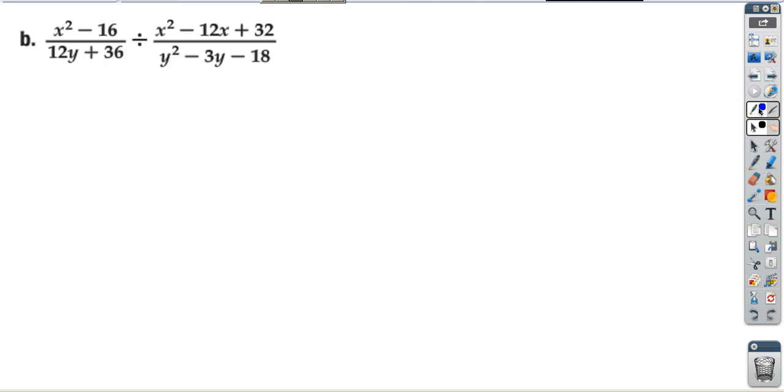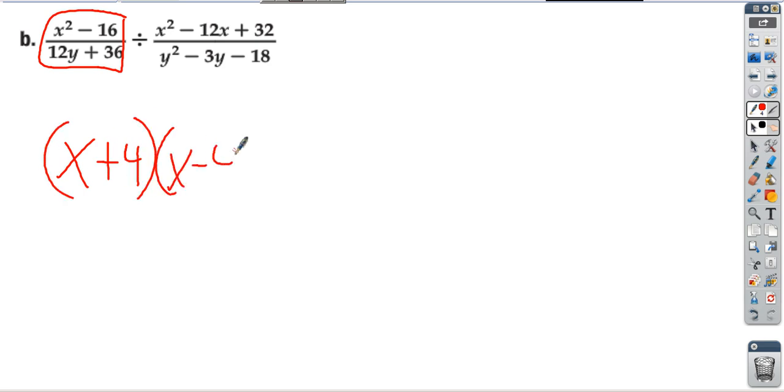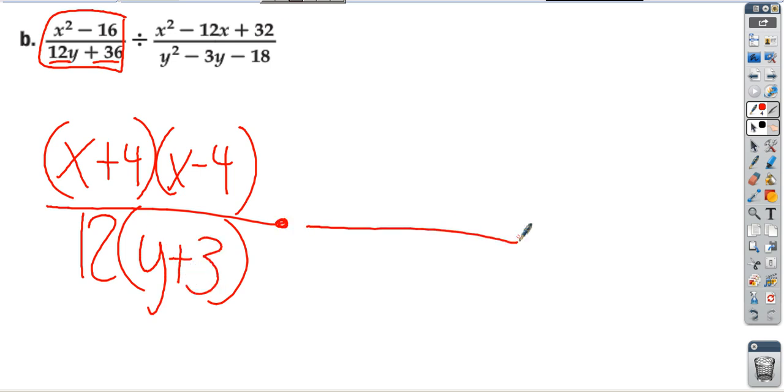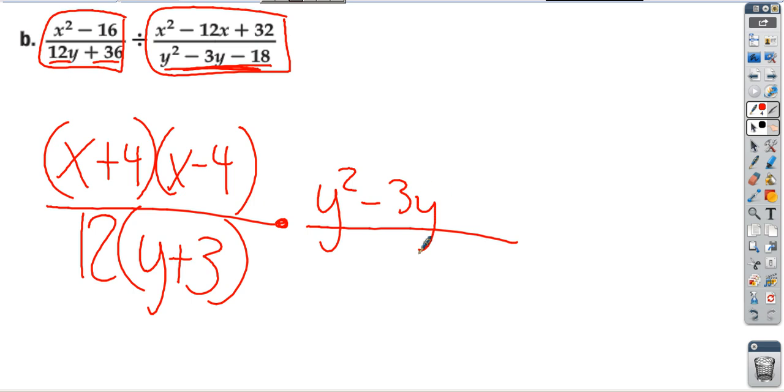Okay, division is the same thing. The only difference is we have to multiply by the reciprocal. So let's start by factoring this. The top is a difference of squares. That's x plus 4 times x minus 4 gives you x squared minus 16. The bottom has a common factor of 12, so I'm going to pull a 12 out from both of these, and we would be left with y plus 3. And then I'm going to multiply by the reciprocal of this. So this means this thing is going to go on top, y squared minus 3y minus 18, and this other one will go on the bottom.